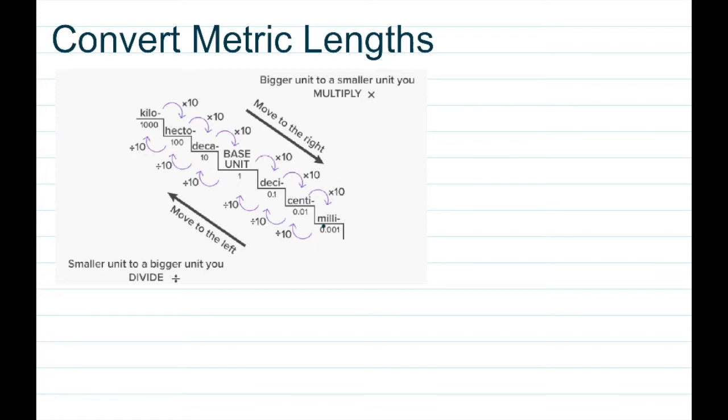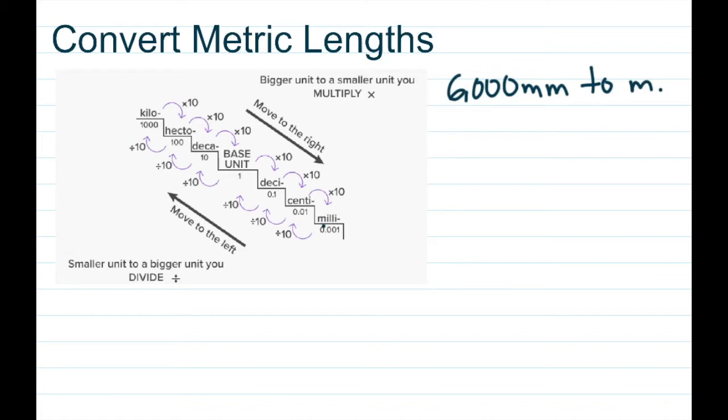For the first example, we are going to use 6,000 millimeters, mm. Lowercase mm means millimeters, and we're going to convert these to meters. M stands for meters. So we're going to convert 6,000 millimeters to meters. How can we do that?